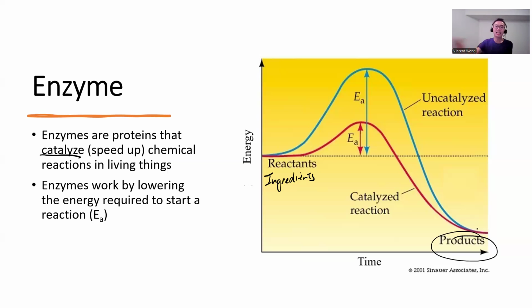So in an uncatalyzed reaction, a reaction that does not use enzyme, the energy required to start the reaction is actually quite high. This energy, EA, is called activation energy, and it's quite high. It's not possible for our body to supply that kind of energy for all the reactions that take place in the body. So instead, we rely on enzymes. Enzymes allow the same reaction to take place, but with lower activation energy.